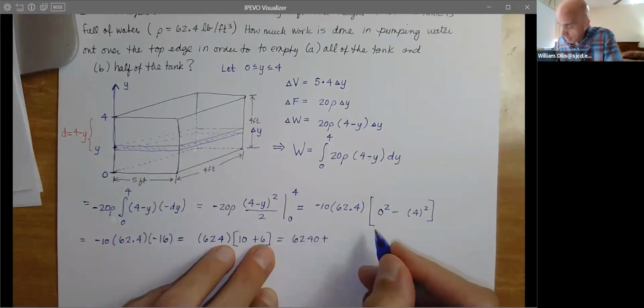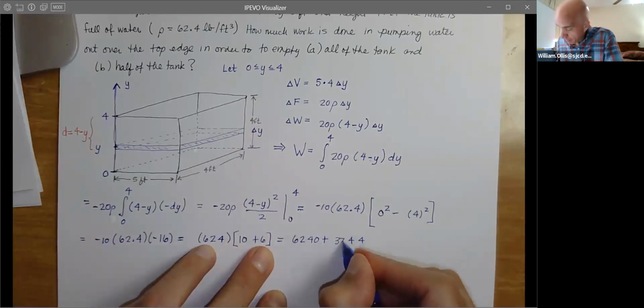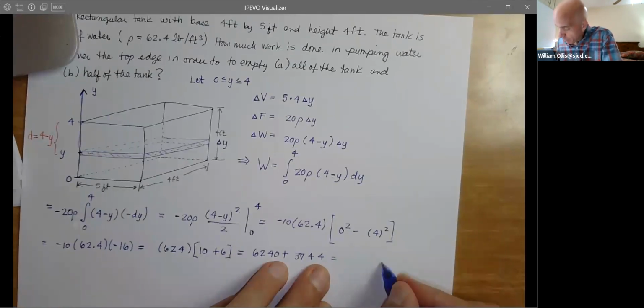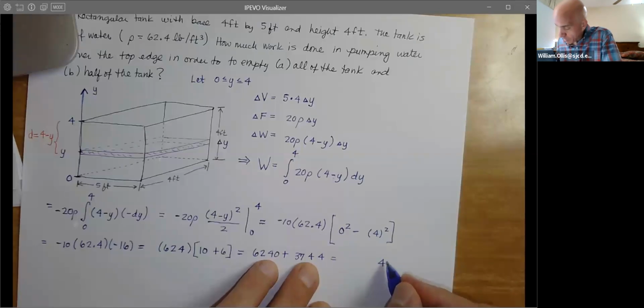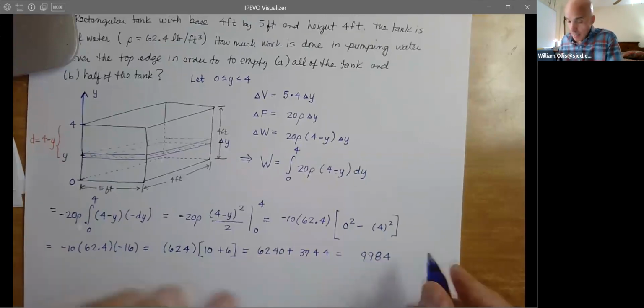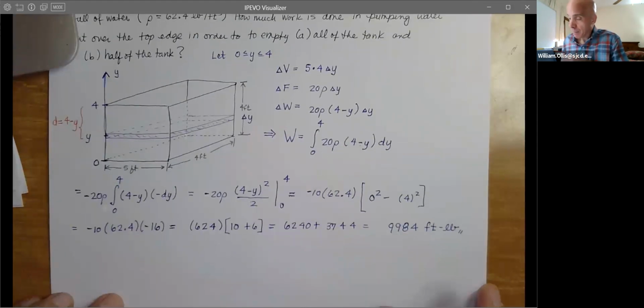And then hit this with a 6. So this will be a 4, and then a 2, that's a 14, and then a 1, 37. So let's add these. We get a 4, and then a 4 plus a 4. That'll give us an 8, and then a 7 plus a 2, a 9, and then a 9. So in this case, we get 9,984 foot-pounds. And those are English units.